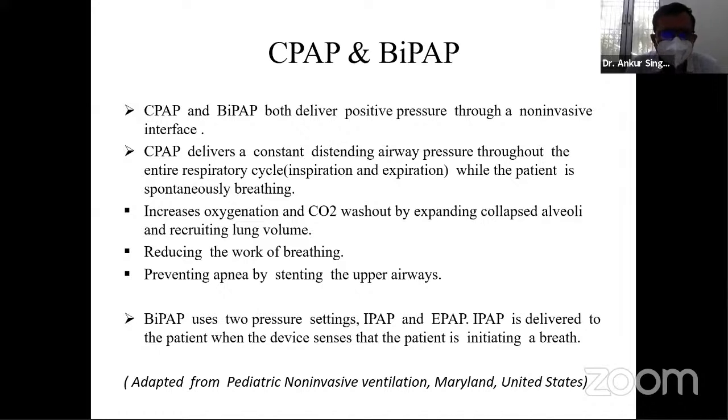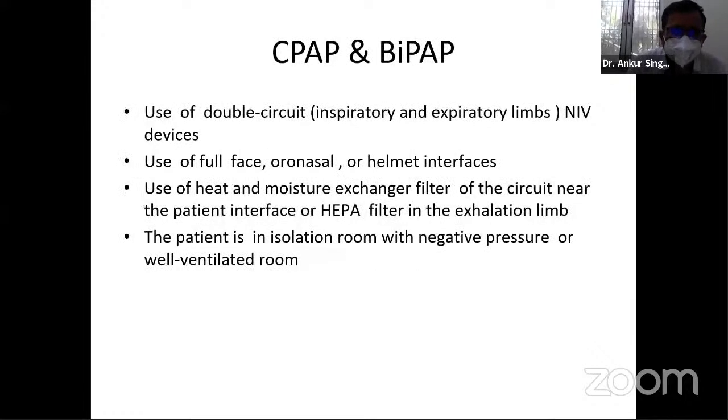So CPAP and BiPAP, as I have already told you, reduce the work of breathing and prevent apnea by stenting the upper airways. BiPAP uses two pressures. It is delivered when the device senses that the patient is initiating a breath. BiPAP is a higher support than CPAP. We should know, BiPAP is a higher support than CPAP. Use of a double circuit, with inspiratory and expiratory limbs, is required in both cases. We have to use an interface: full face, oronasal, or helmet interfaces.